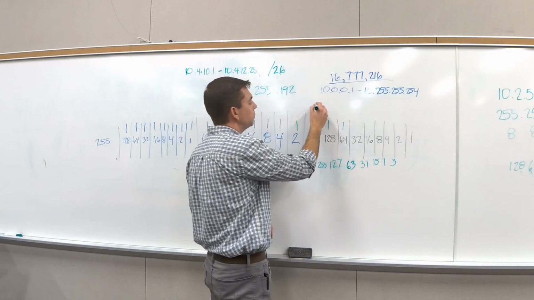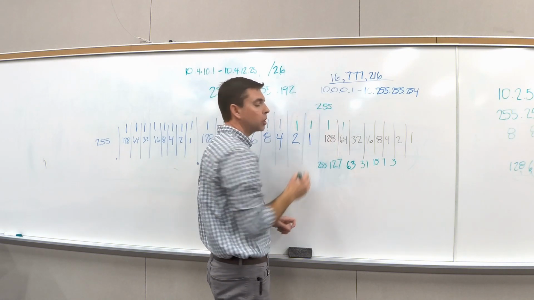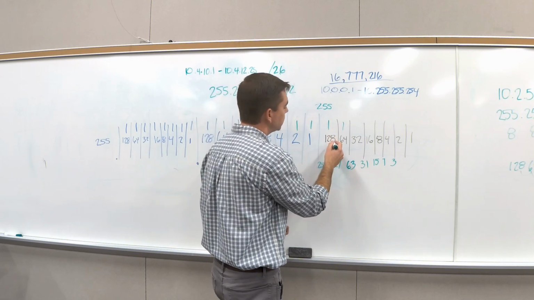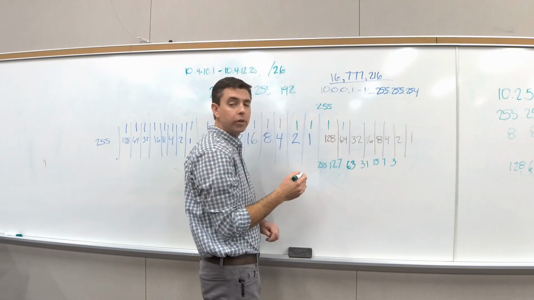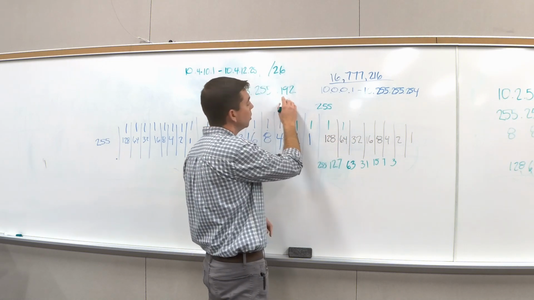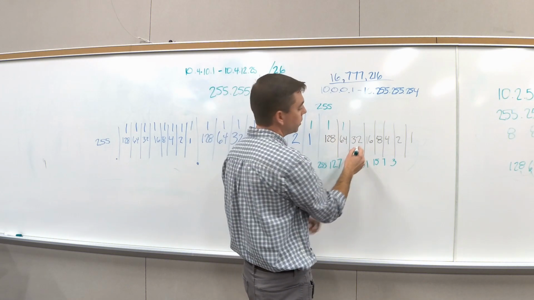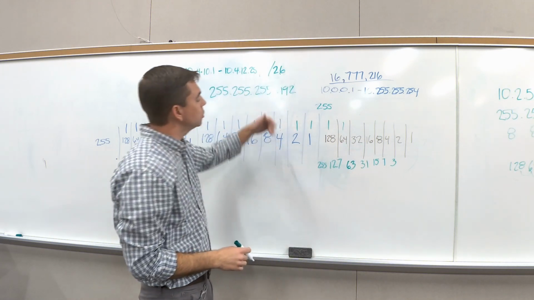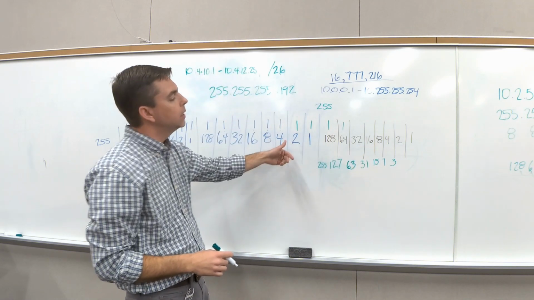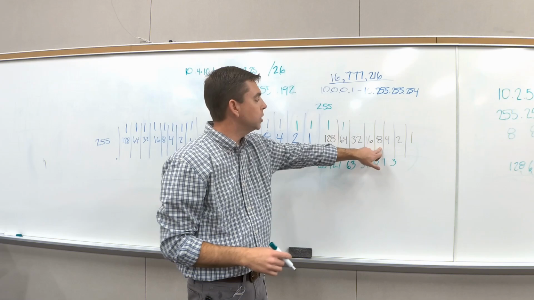So 255 is your starting number. Take away 128, it's going to be 128. Take away 64, it's going to be 192. Take away 32, it's going to be 224. Take away 16, it's going to be 240. Take away 8, that's going to be 248.